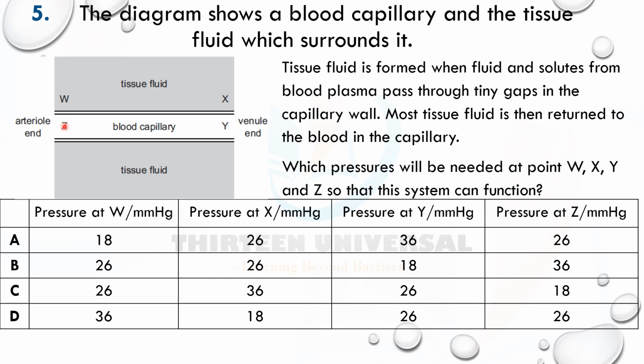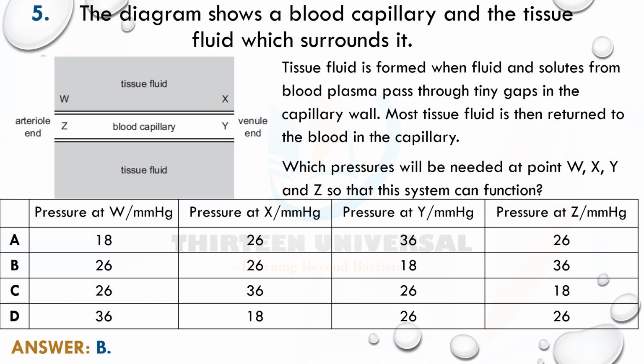But here, pressure here should be greater than here, so that it can move out. So when tissue fluid moves out, it bathes the tissues. It has to return back to circulation. So pressure here should be greater than pressure here. So B explains that. All right, and that is it.